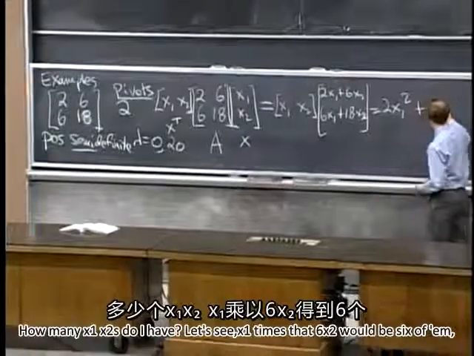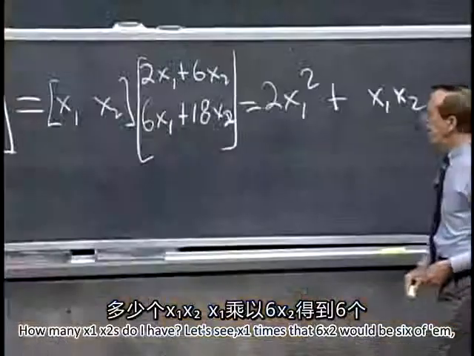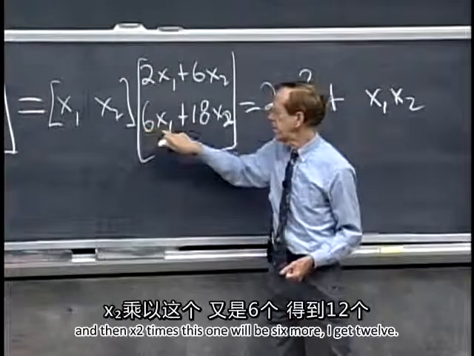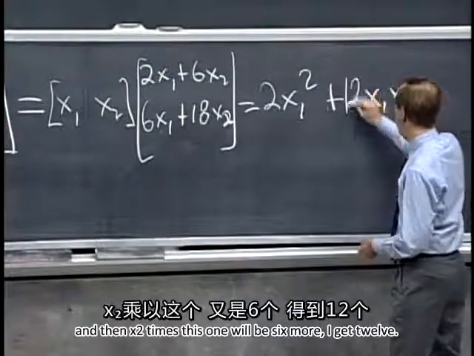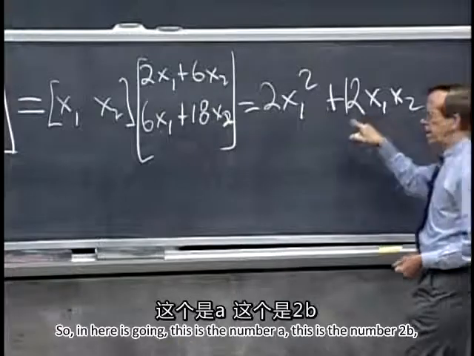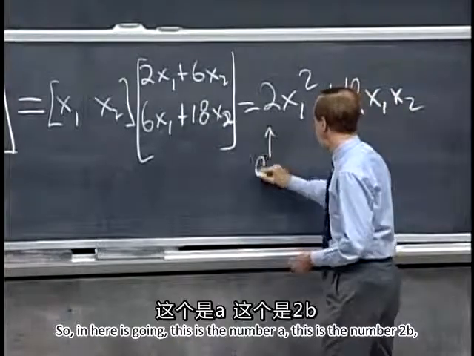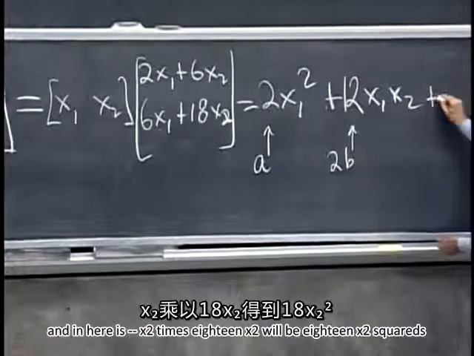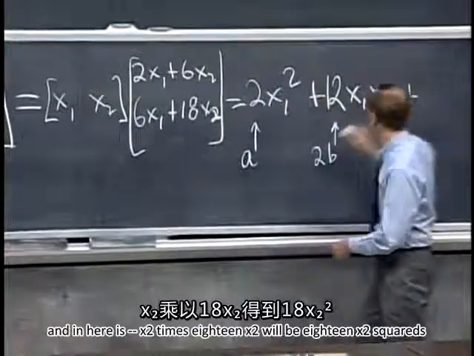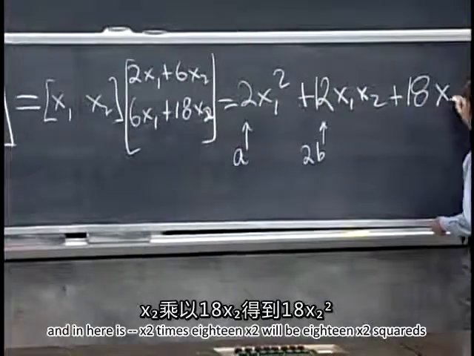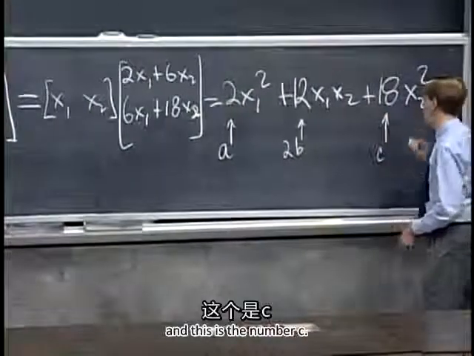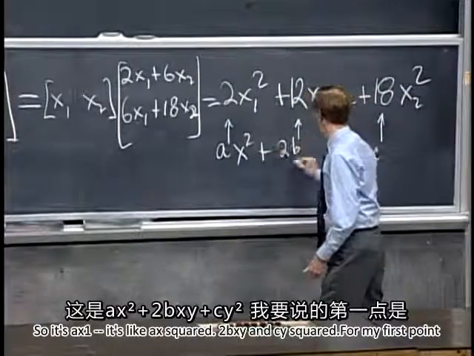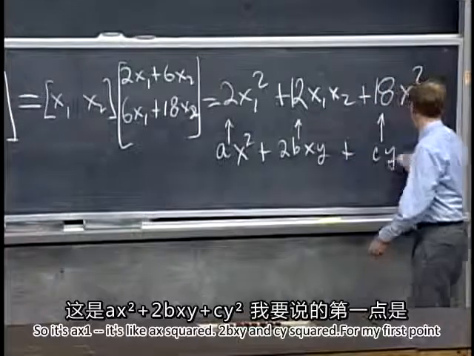How many x1, x2s do I have? Let's see, x1 times that 6x2 will be 6 of them, and then x2 times this one will be 6 more, I get 12. So in here is going, this is the number A, this is the number 2B, and in here is going to, x2 times 18x2 will be 18x2 squareds, and this is the number C. So it's ax squared, 2bxy and cy squared.